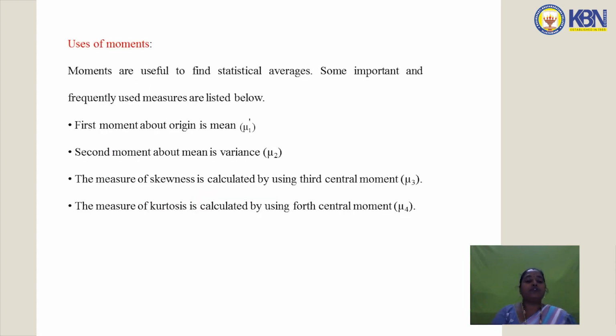And some of the uses of the moments. These moments are useful to find the statistical averages. The first moment about the origin is nothing but the mean, denoted by mu 1 dash. The second moment about the mean is nothing but the variance, denoted by mu 2. The measure of skewness is calculated by using the third central moment, that is mu 3, and the measure of kurtosis is calculated by using the fourth central moment, mu 4.